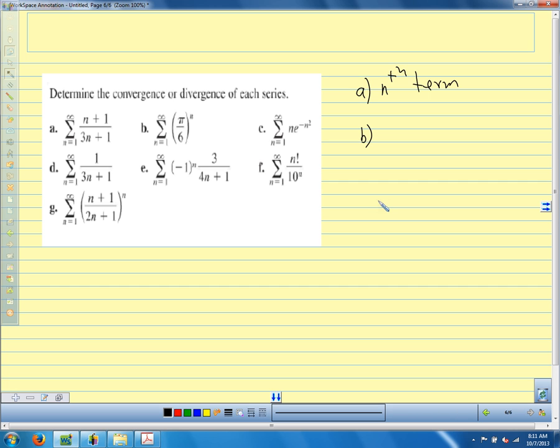Someone said geometric. We have a number here, a number raised to a power. Pi over 6, greater than 1 or less than 1? Less than 1. Pi is a little bit bigger than 3. So this is going to be less than 1, so this is geometric. How about C?